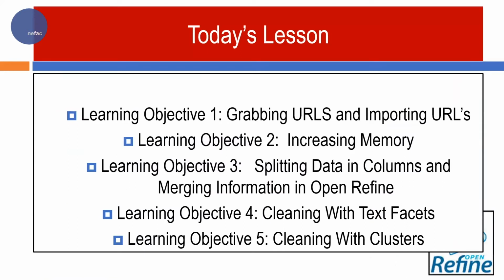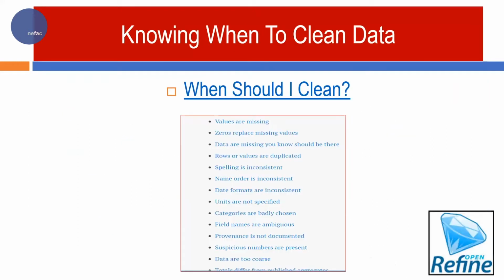What we're going to do today is 5 different things. We're going to grab a URL, bring data in that way, and learn how to create a project. I'm going to show you how you can increase memory in OpenRefine. We're going to split columns up, do a little bit on faceting in OpenRefine, and learn how to cluster data.